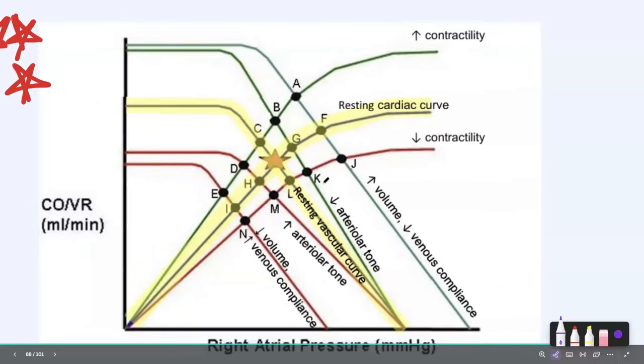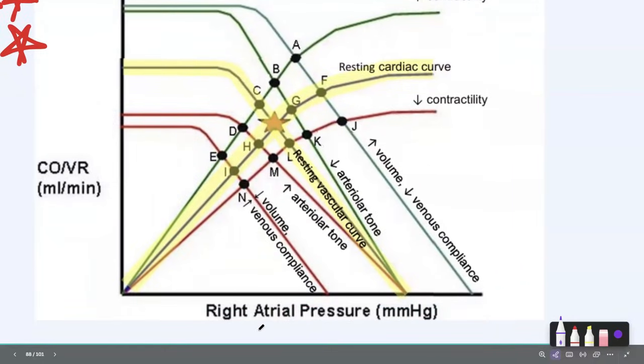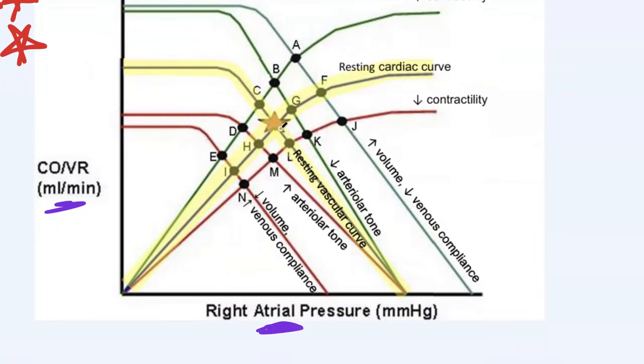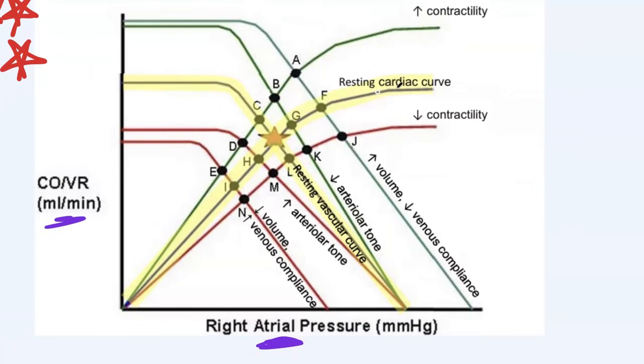Okay, this is labeled for you. Again, on the x-axis, you have the right atrial pressure. And on the y-axis, it's either the cardiac output or the venous return, same thing. So the normal thing is over here. The star is the normal. Okay, so if you follow the middle line, this is the resting cardiac curve, and this is the resting vascular curve. Okay.